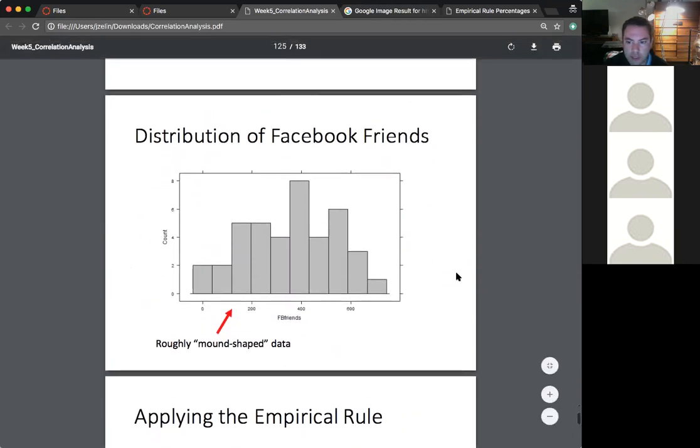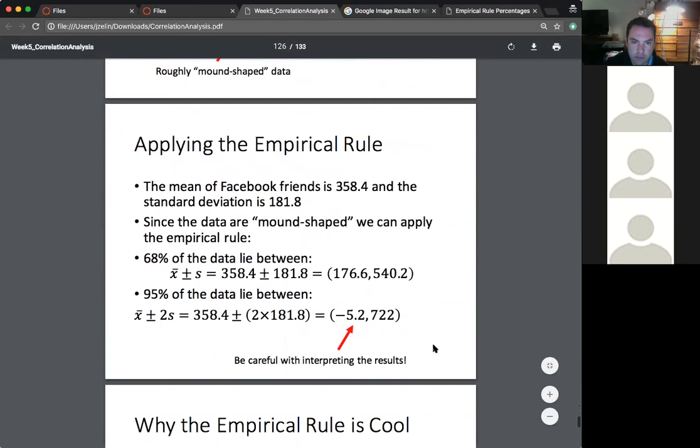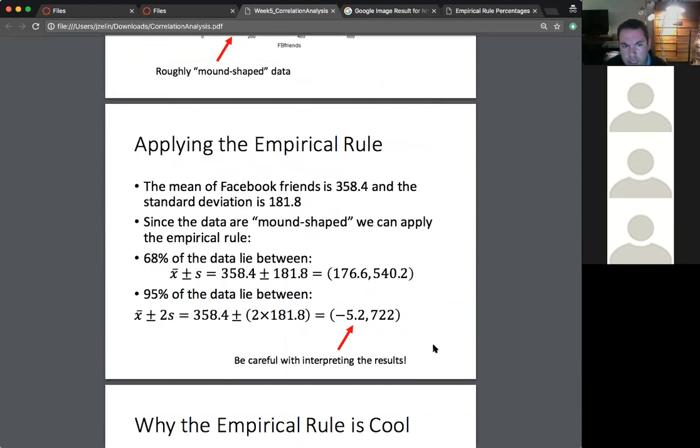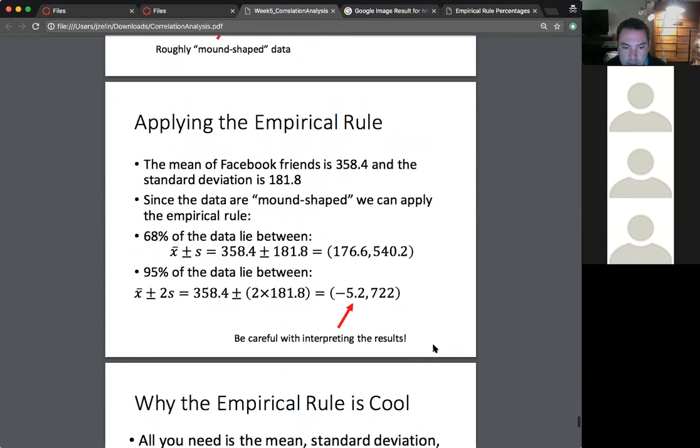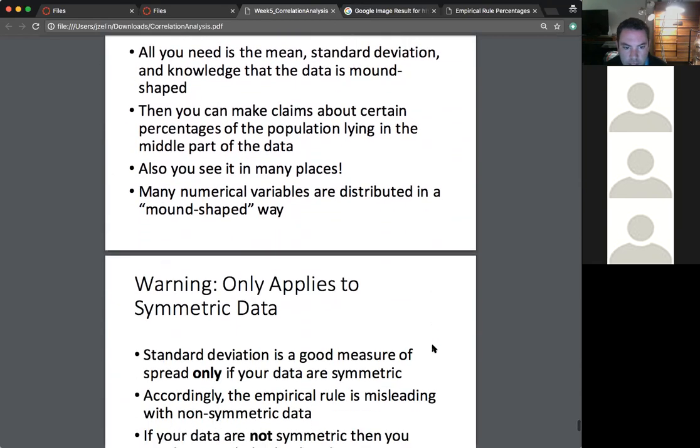So here we're giving an example with Facebook friends, and we're looking at this data set. We could say it's roughly mound-shaped. It has roughly that same shape that we just looked at, the symmetrical result. And here, using R, we found the mean and the standard deviation. And using the empirical rule, we can show that 68% falls between ±1 standard deviation. And also for 2, you have 95%.